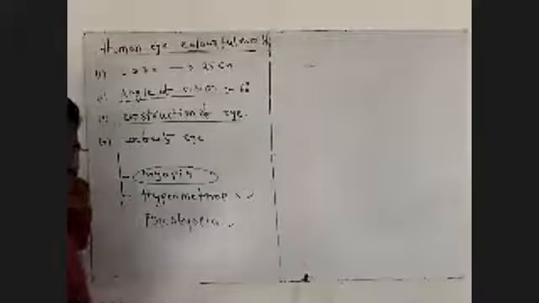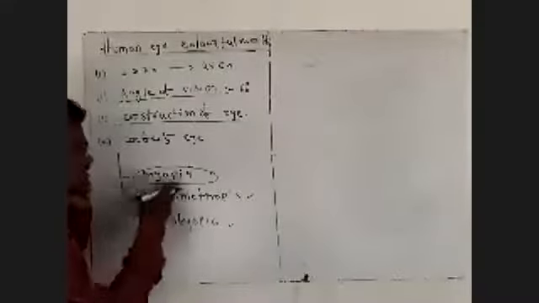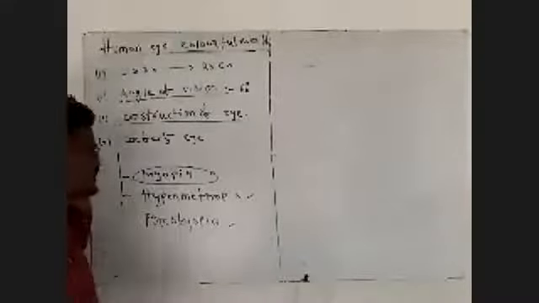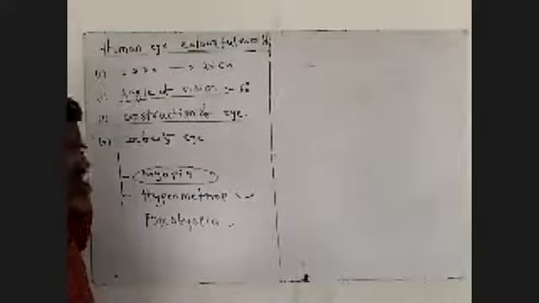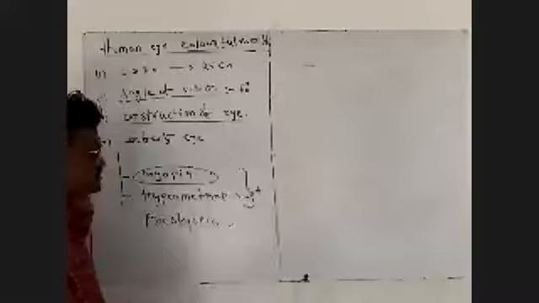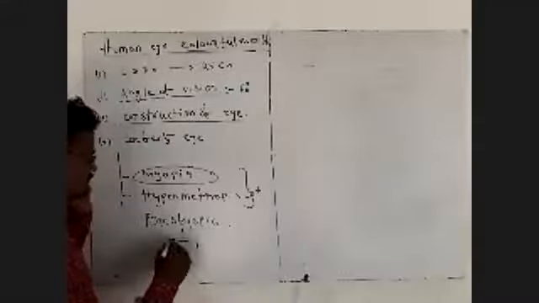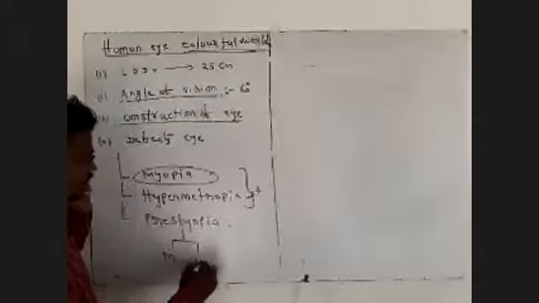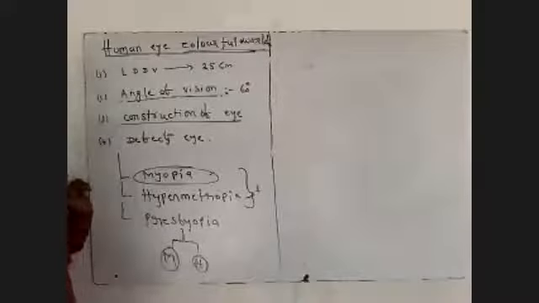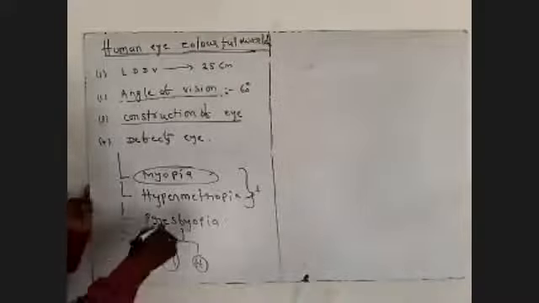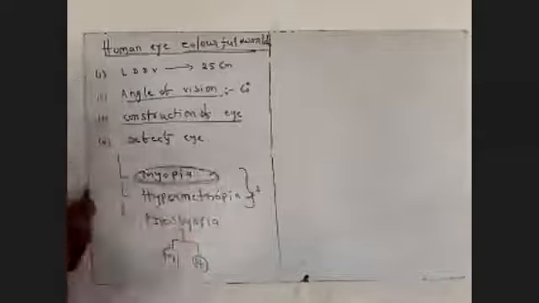Generally, young people get myopia, and hypermetropia occurs in aged persons. Aged persons may also get a combination of both, myopia and hypermetropia, maybe chances. So what is myopia? We call it near sightedness.